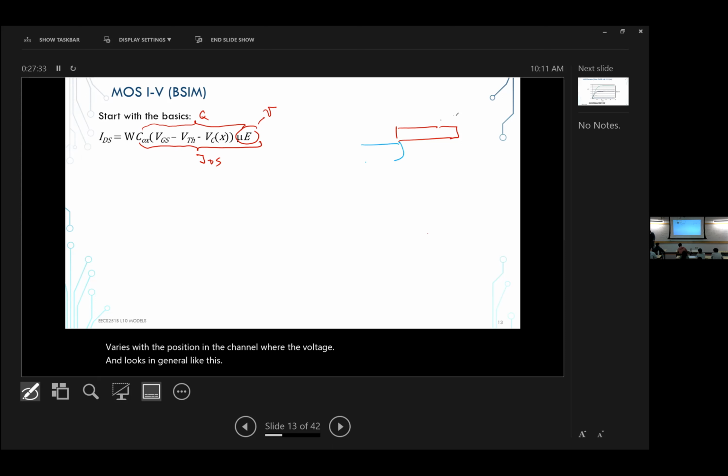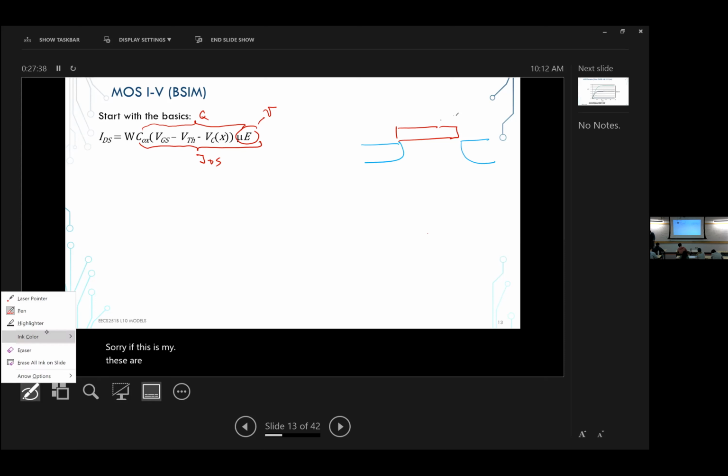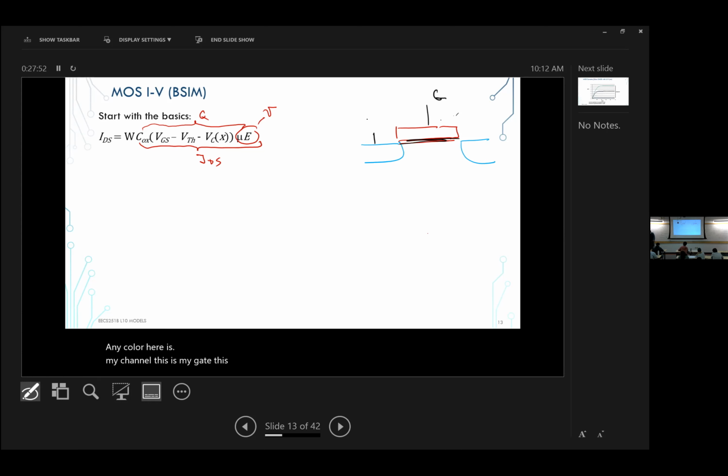So if these are my drain and source regions, this is my, gosh, okay, I need to change the ink color. Here is my channel, this is my gate, this is my source, and this is my drain. So there is some voltage VGS over here, and there is some voltage VGD.